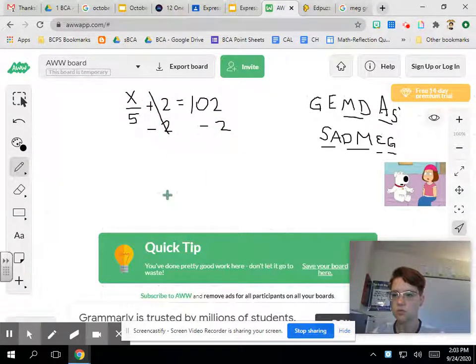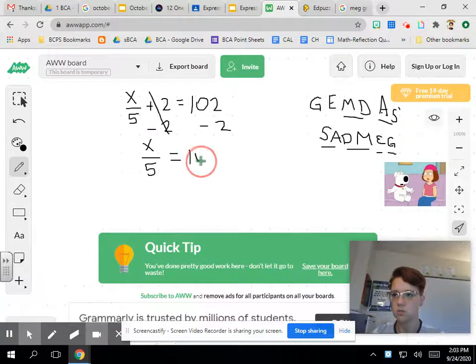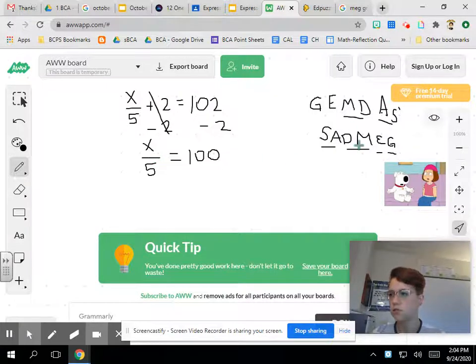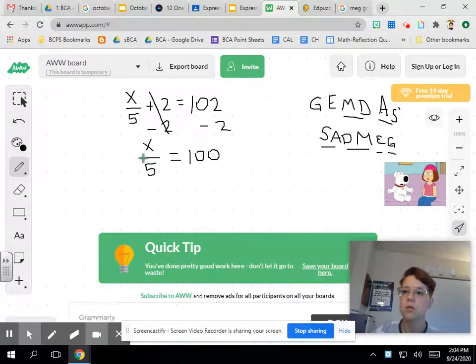Plus 2 minus 2, those are additive inverses. That leaves us with x divided by 5 on this side. And we subtract 2 from here, and that leaves us with 100. So now we need to undo our next step, division and multiplication. Undo dividing by 5. Remember, fraction bar, division symbol. How many times did I tell you last year? 1,000,000. So we will undo this by multiplying both sides by 5.